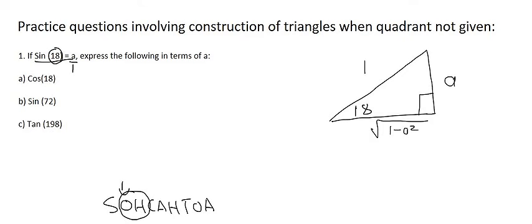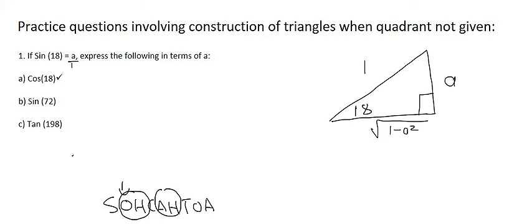So the first one asks us to find the cos of 18. So we go to our little 18. We know that cos is adjacent over hypotenuse, and so that's going to equal, the adjacent is the square root of 1 minus a squared over the hypotenuse, which is 1. Okay, so that's that question done.